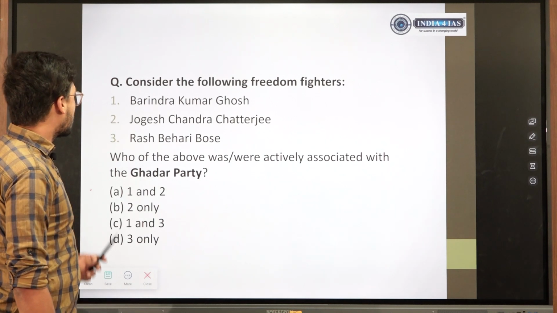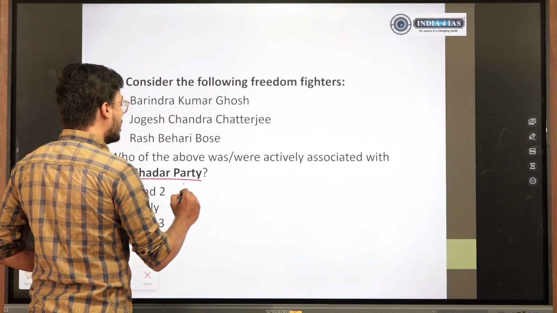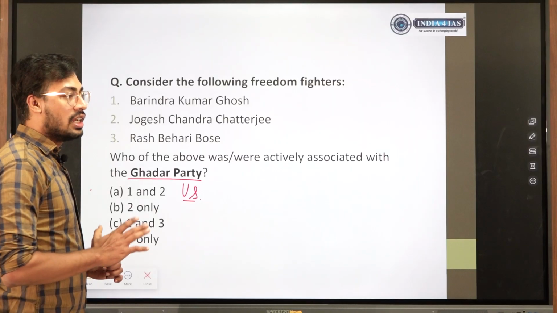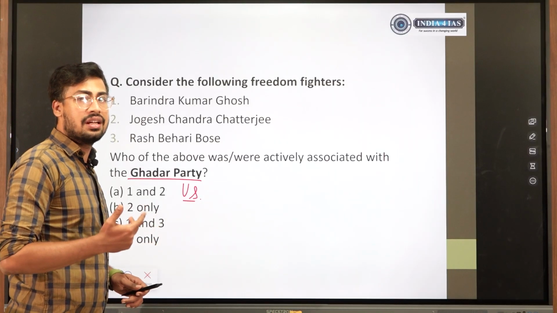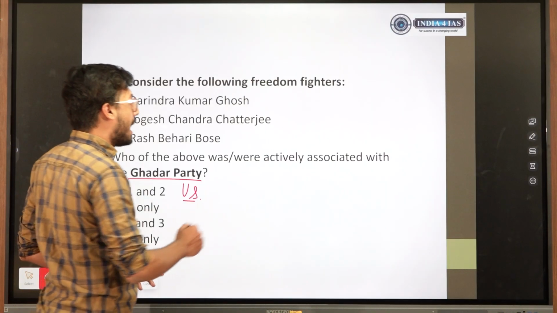See, this is a knowledge based question. Basic knowledge is needed. Ghadar party started in US using Indians who were settled there. So it was a revolutionary movement. It wanted to bring an armed revolt in India. So Gadar party, which of the following were actively associated?